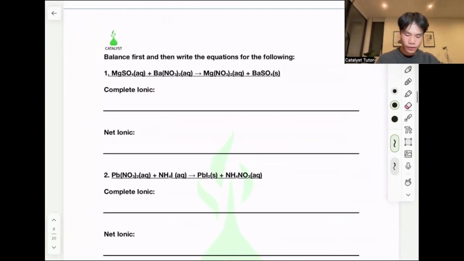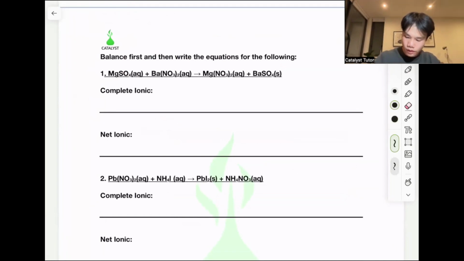Okay, let's have a go. Question 1. Everyone have a go at the complete ionic and net ionic, and include states.